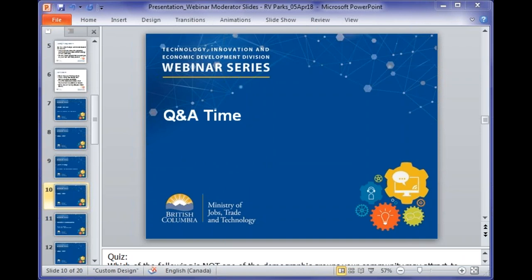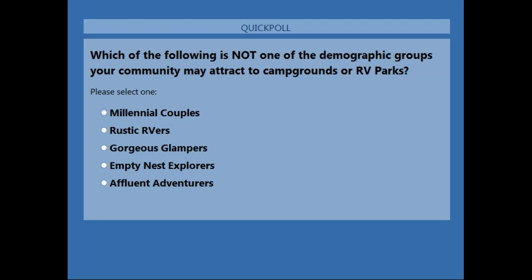So the first one, here's your pop quiz. We looked at segments of the population. I believe this was in Joss's presentation. Which of the following are not one of the demographic profiles that you might find in your campground? And this one should be fairly straightforward and easy, although I think everyone desires to be a gorgeous glamper, perhaps. I had to throw this one in just for a bit of pop quiz fun, because things should be fun.